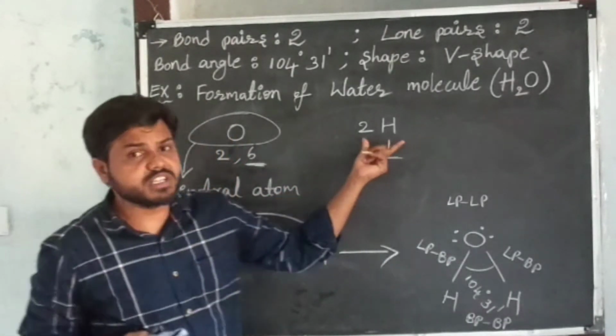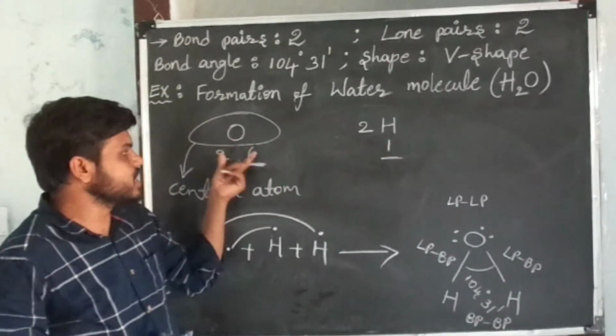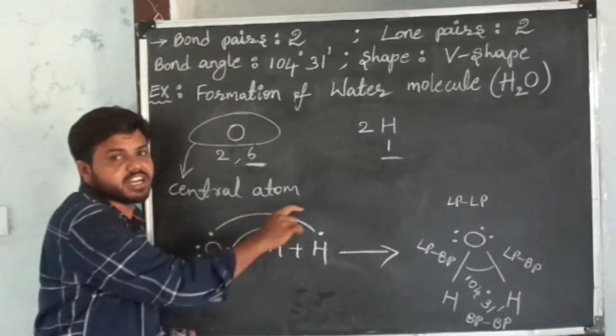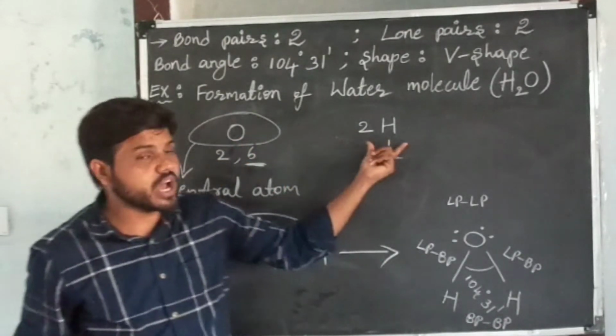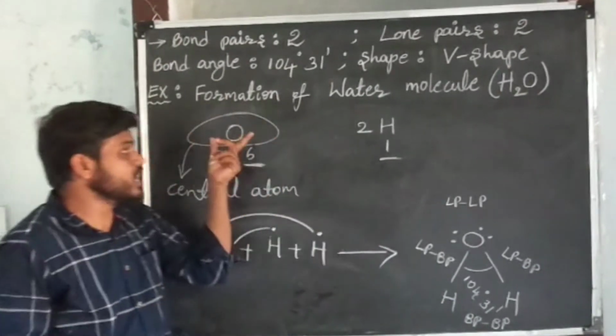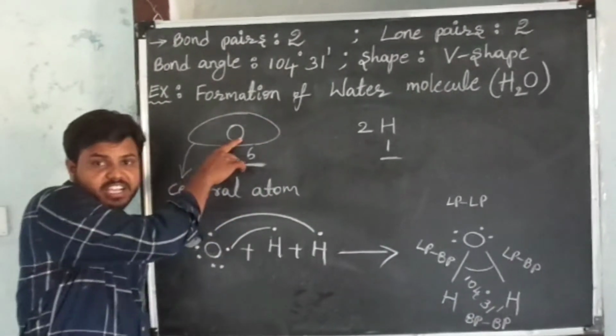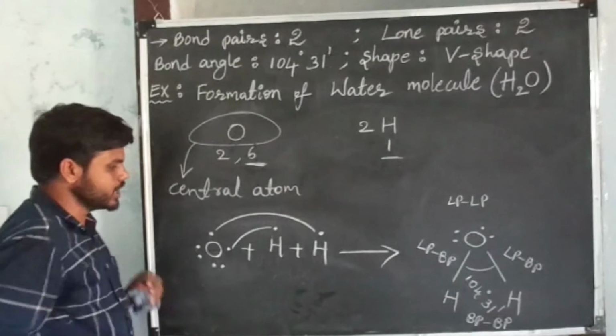2 hydrogens are sharing electrons with oxygen. That's why this oxygen will become the central atom of the molecule.